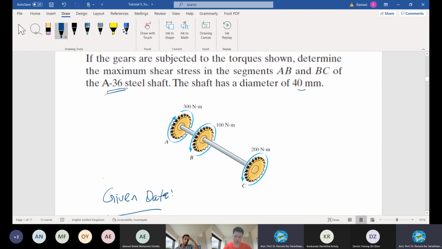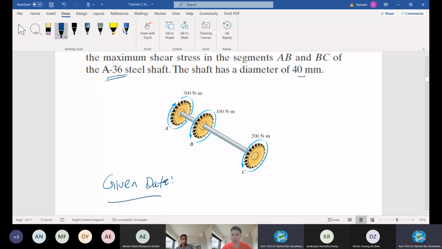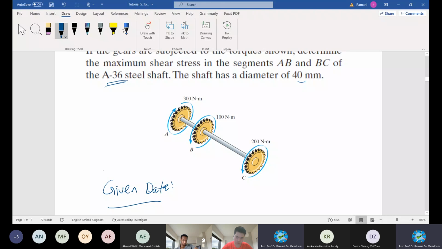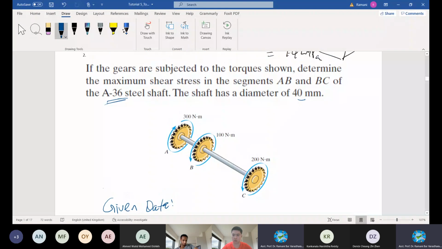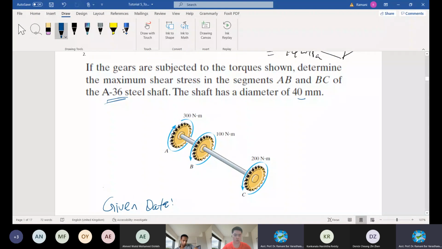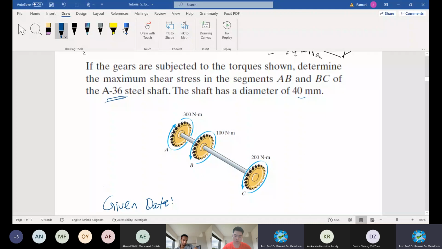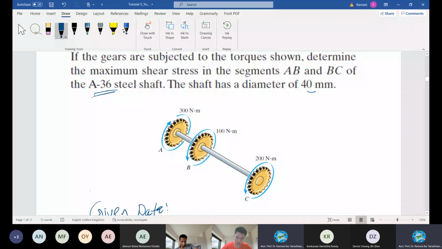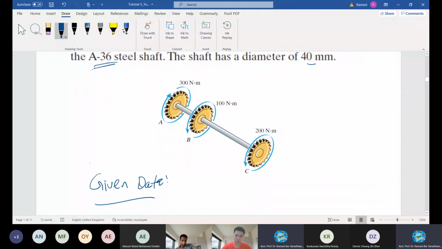You have a gearbox. It's a component of the car which is rotating and transmitting the power from the engine. Three gear wheels are rotating. The torque was given: A has 300, B has 100, C has 200. And you are asked to find the values at the shafts, isn't it?